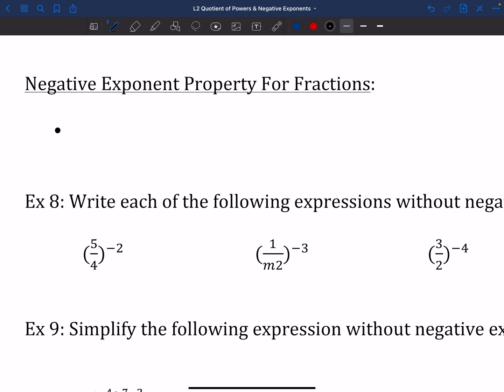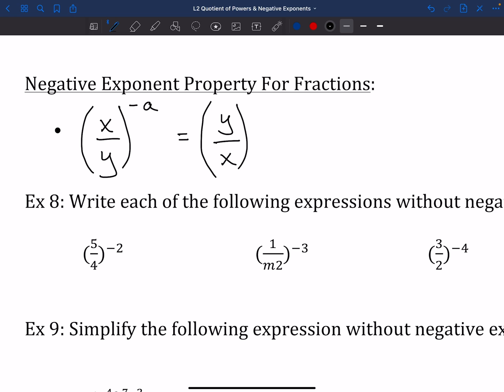If I have something like this, I'm going to have a big set of parentheses. If I have x divided by y, all in these parentheses, and then it's raised to the negative a power on the outside, the way that I'm going to handle that is I'm going to still have it in parentheses. I'm going to flip that fraction and change that to a positive exponent. So it's kind of like flipping things to the opposite side of a fraction like we were doing on the last couple problems, except we're flipping the fraction itself.